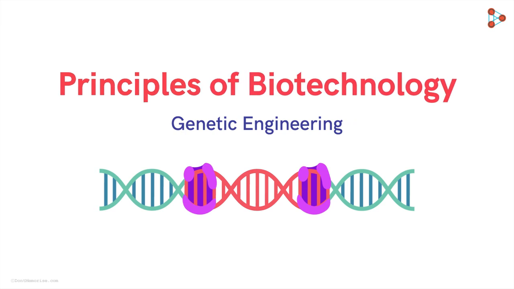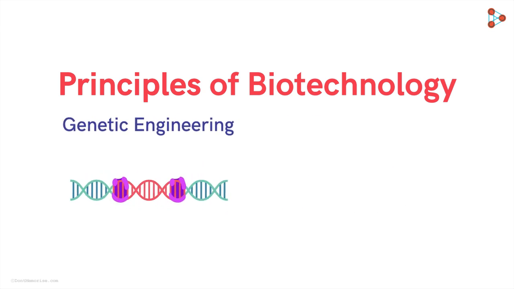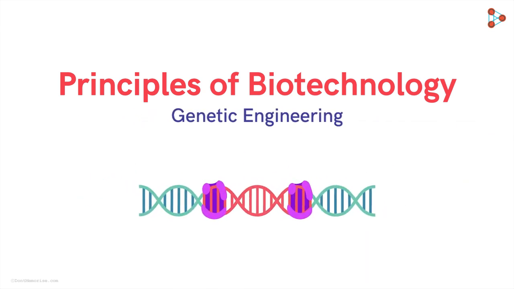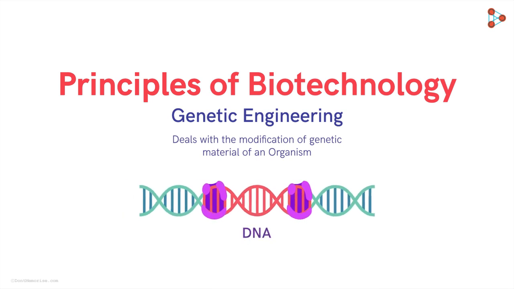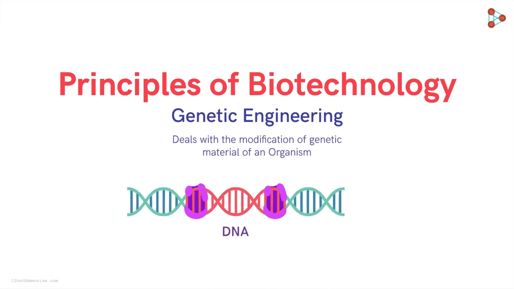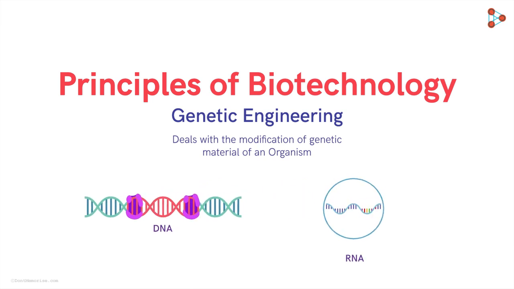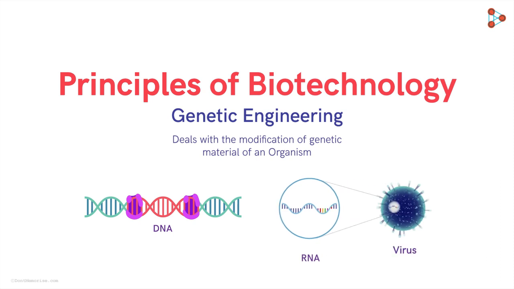Most of the principles of biotechnology are based on two engineering branches. That is, genetic engineering and chemical engineering. Genetic engineering is the branch which deals with the modification of the genetic material of an organism. And which genetic materials are we referring to? We know that it's the DNA, which is the genetic material for most of the organisms. And what about the remaining ones? Well, in them, it's the RNA which acts as the genetic material, just like in the case of some viruses. So genetic engineering deals with the manipulation of genetic material.